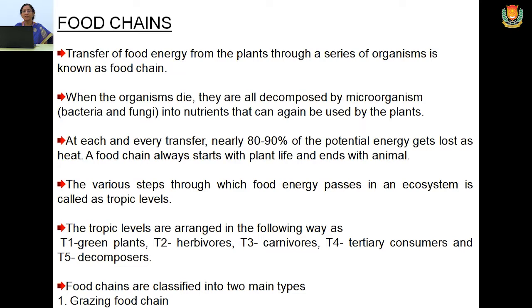Mouse eats the grasshopper, this is a secondary consumer, and we can see that the owl eats the mouse and that is the tertiary consumer. So this is a simple type of food chain.